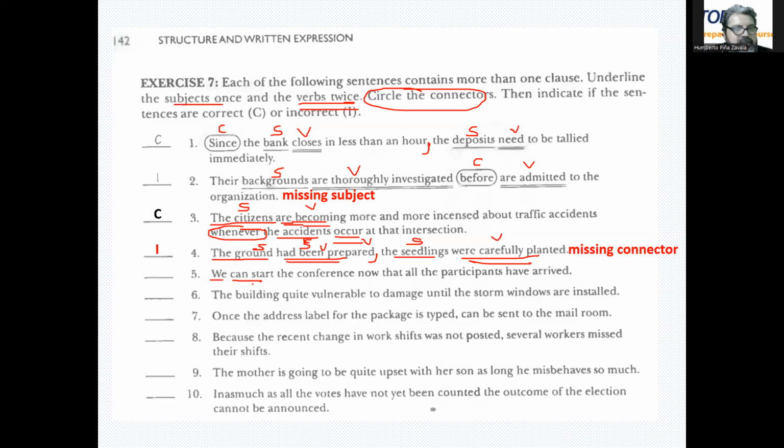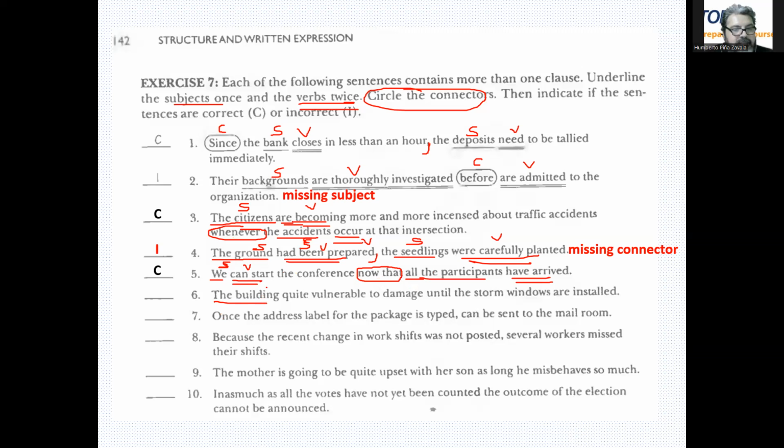We can start, right? Subject, verb, subject. The conference, now that all the participants have arrived. Okay, so yeah, this is fine. Subject, verb, connector in the middle, no problem.